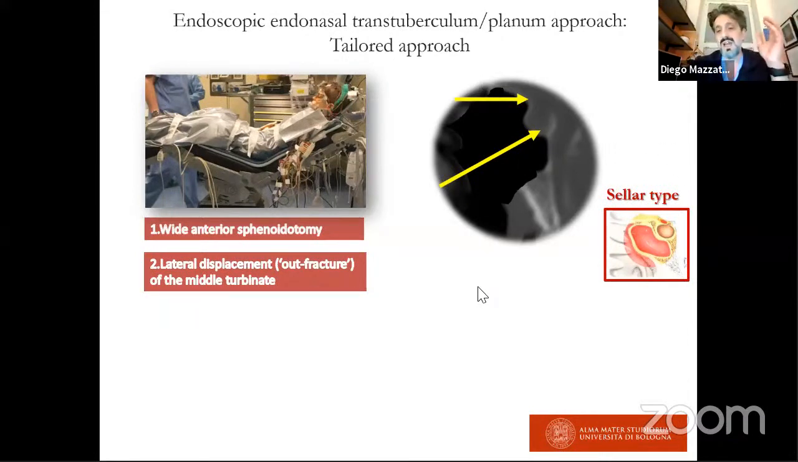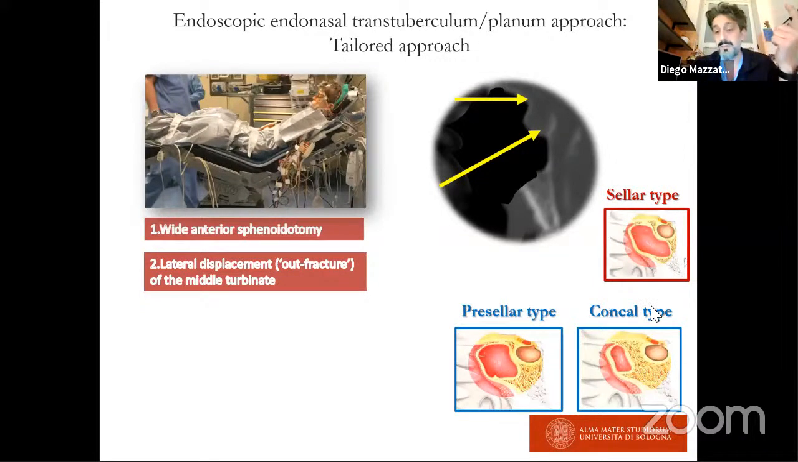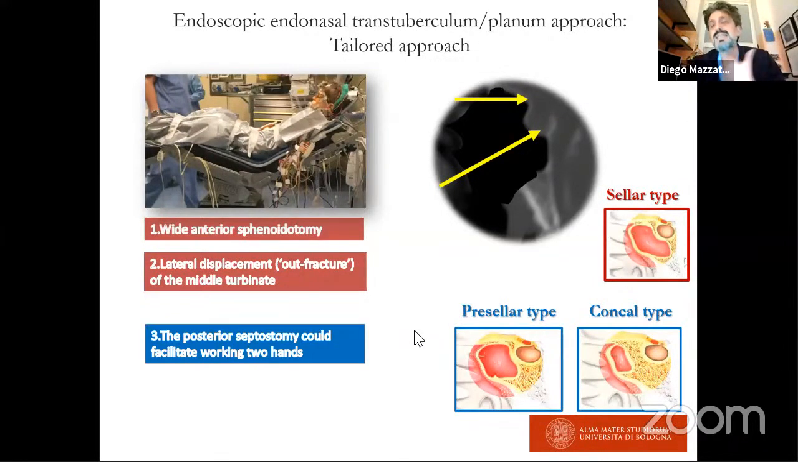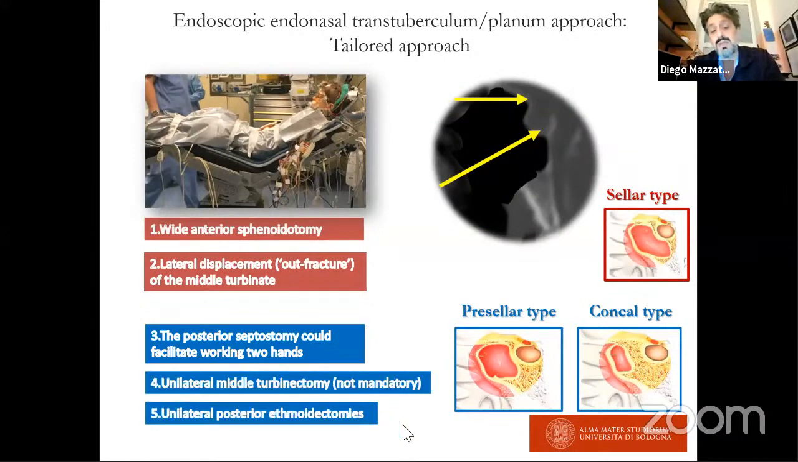The colleagues before described the different types, the presellar and the conchal type. In this case, obviously, you need to create an adequate space to work, and it could be effective to perform the posterior septostomy and also the middle turbinectomy and posterior ethmoidectomies. These two last steps are not mandatory. The take-home message is a tailored approach. In other words, if you are in front of the sellar type, the sphenoidal sinus is almost always enough to approach the transtuberculum area.